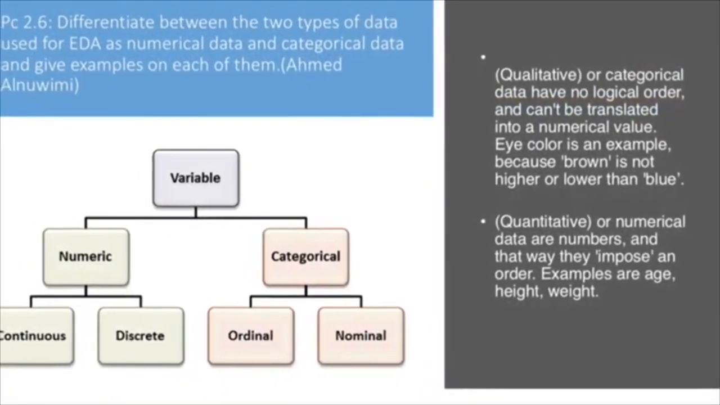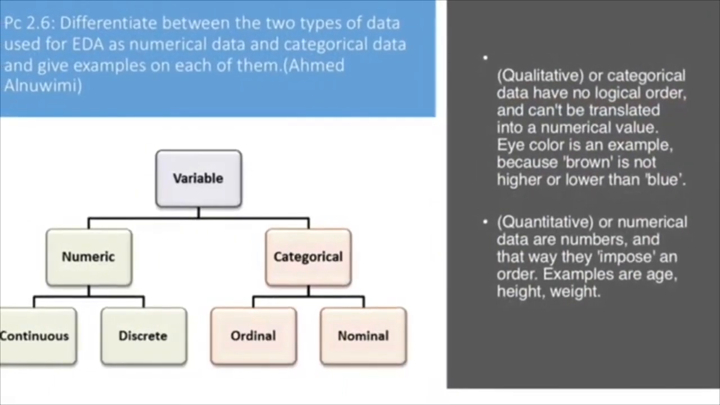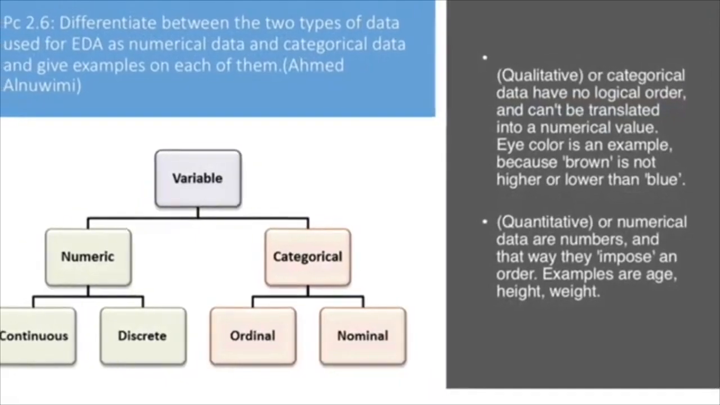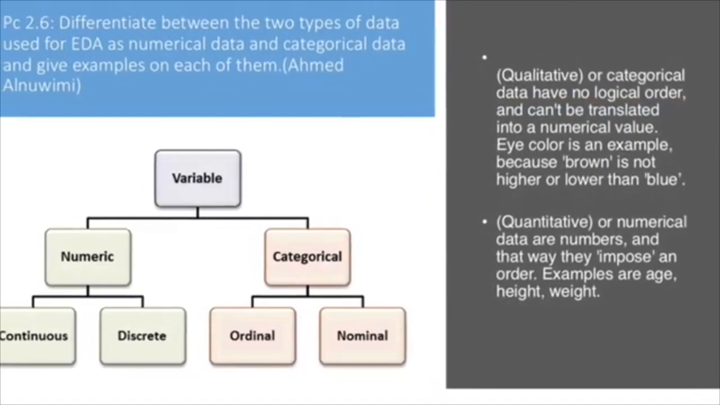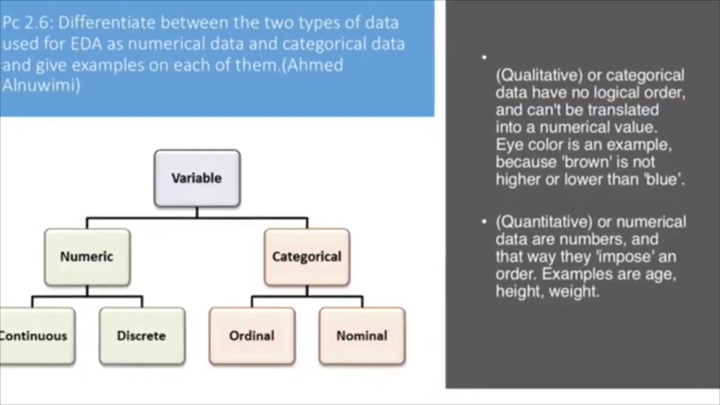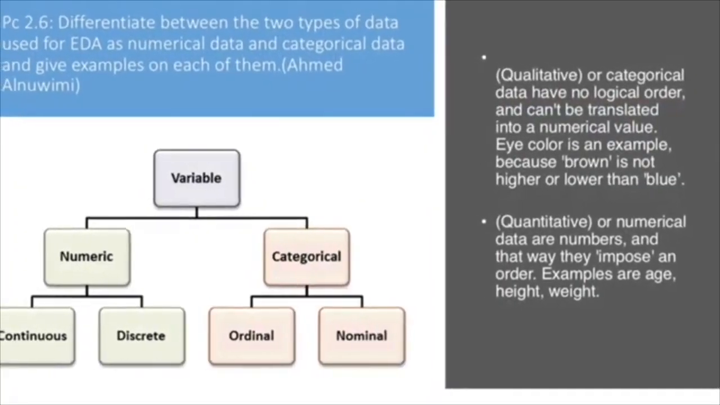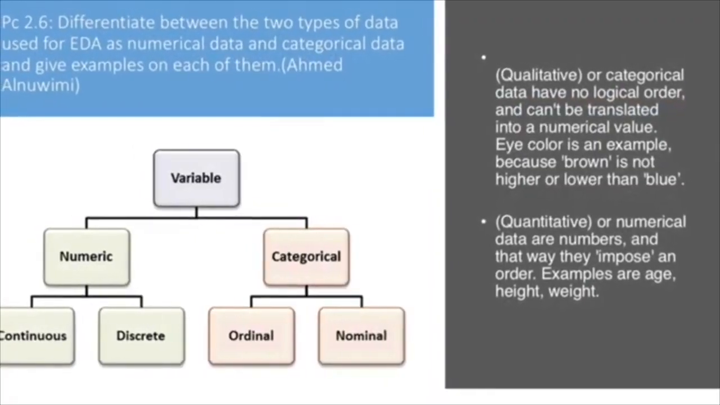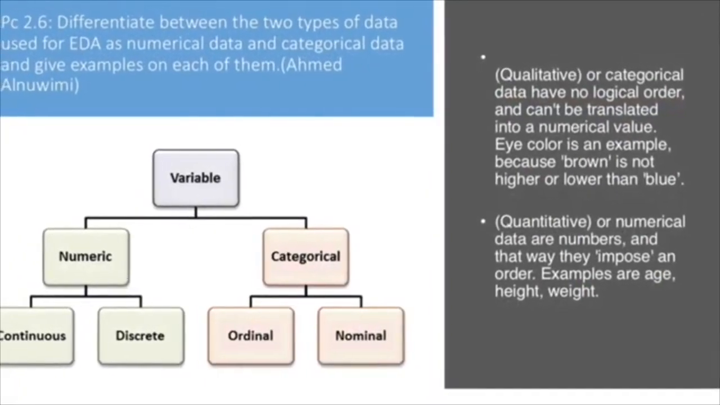BC 2.6 Qualitative or categorical data have no logical order and cannot be translated into a numerical value. Eye color is an example because brown is not higher or lower than blue. Quantitative or numerical data are numbers and that way they impose an order. Examples are age, height, or weight.